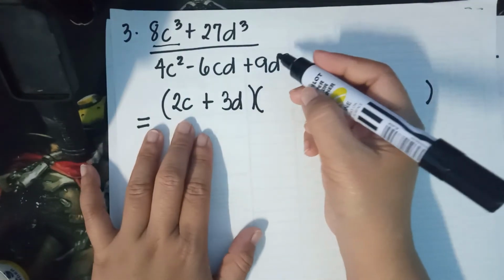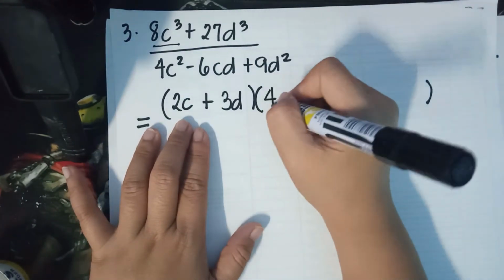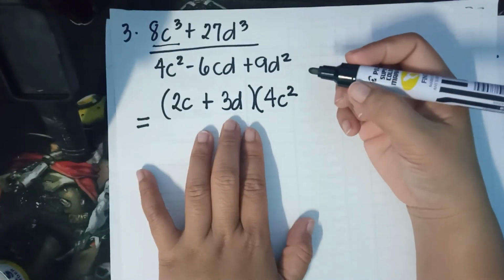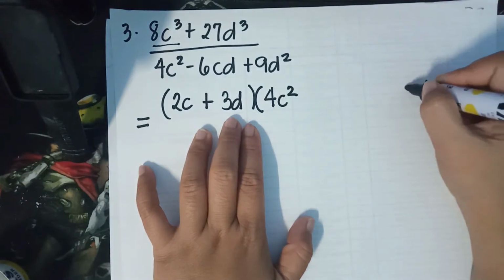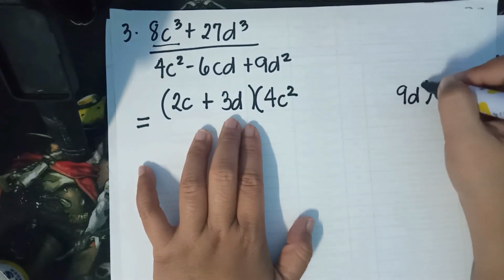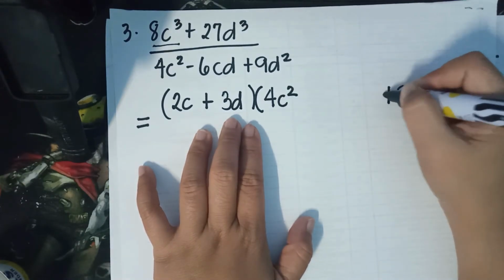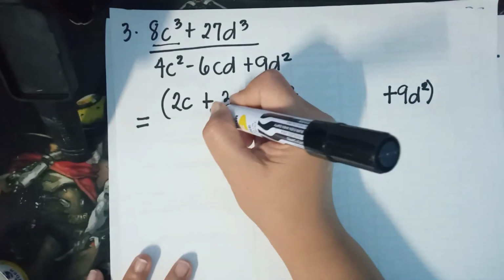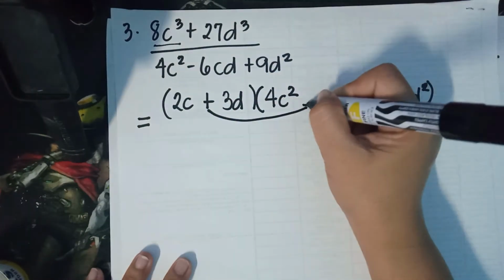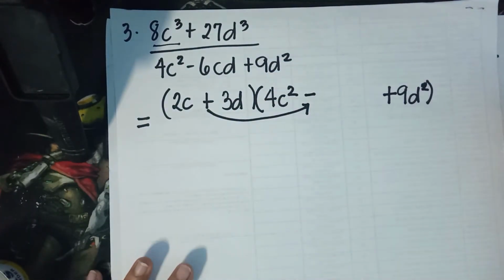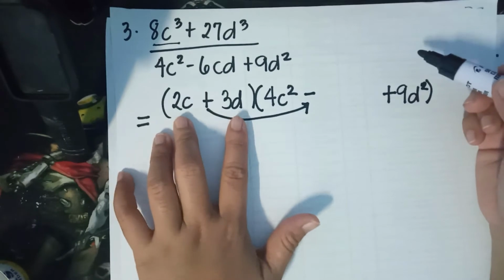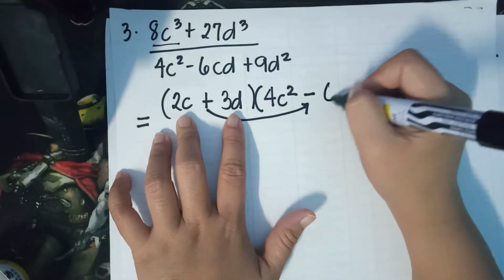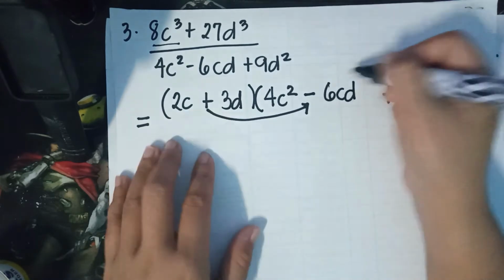Square of the first term, 2c times 2c, 4c squared. Next, square the last term, 3d times 3d, that is 9d squared. And that is always positive. Now, middle term. Since this is positive, the second factor is a negative. And multiply the first and the second term. 2c times 3d is 6cd.